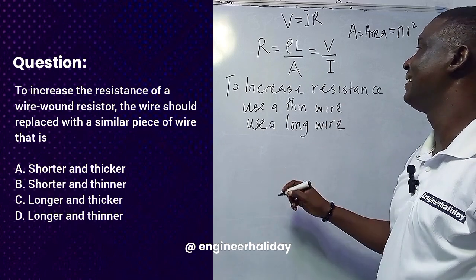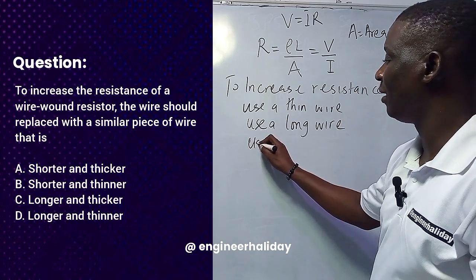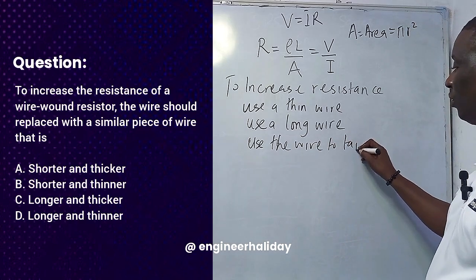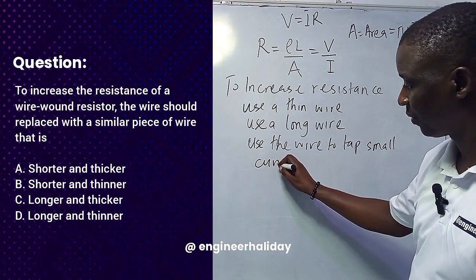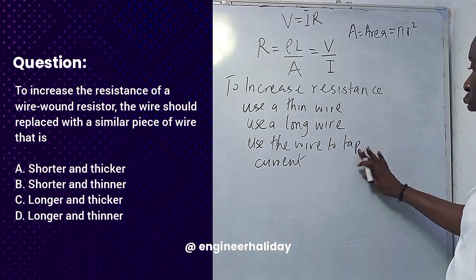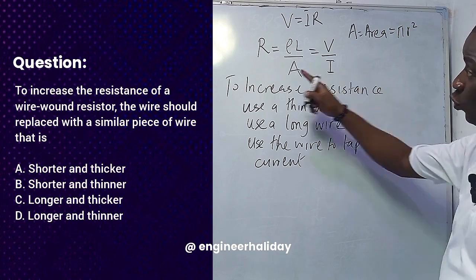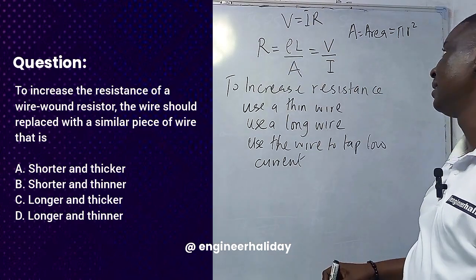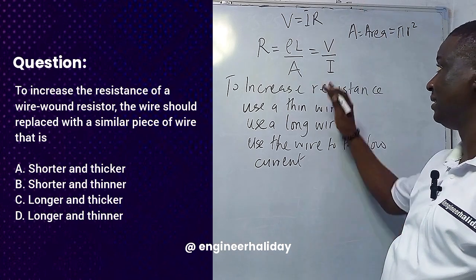And when you are increasing resistance, don't forget current. You can only use the wire to tap a small current, that means low current. Because if resistance is high, current will be low. Resistance will be high, and what happens to the voltage? Voltage will also be high. So that is the relationship there.